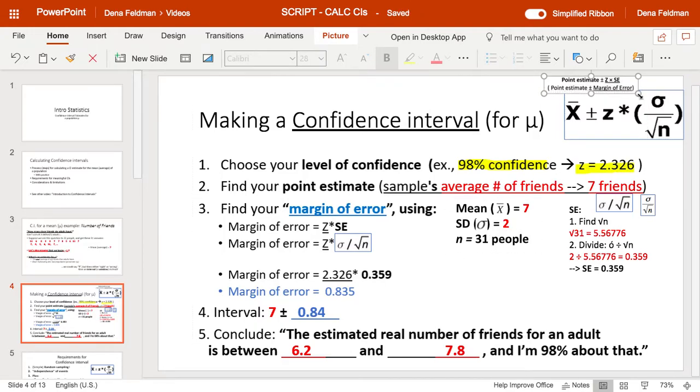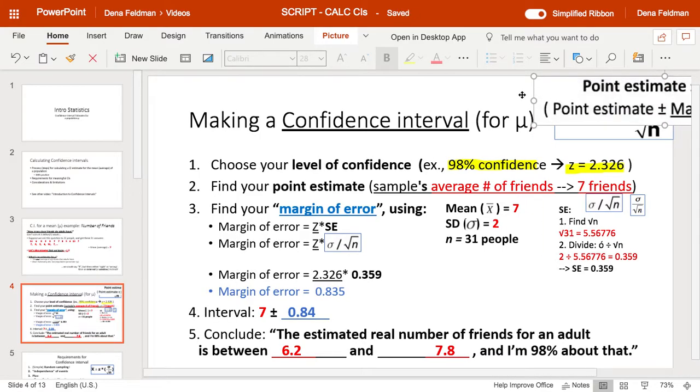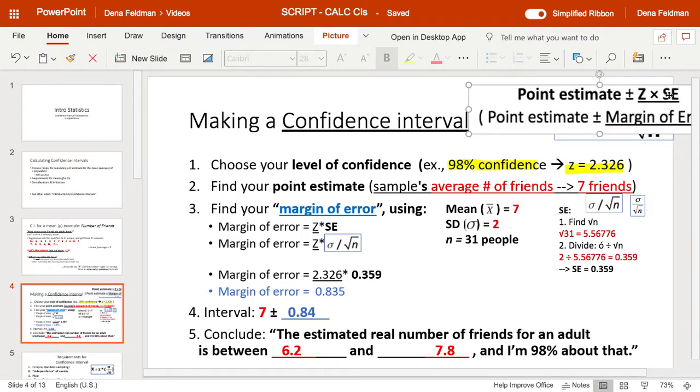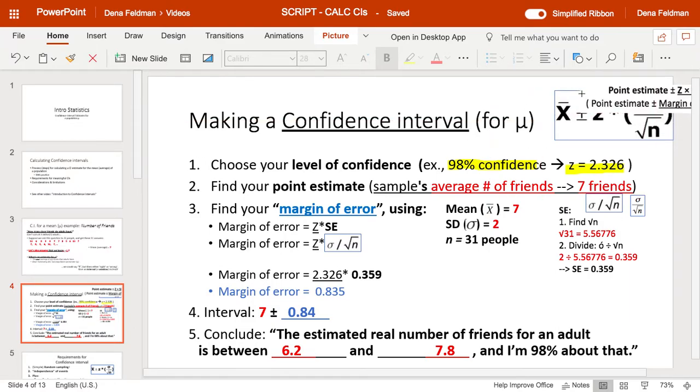So what I do next is I find that margin of error. I find the z times the standard error. What do I do? Here's how I do it. The first thing I look for is I just find the standard error.